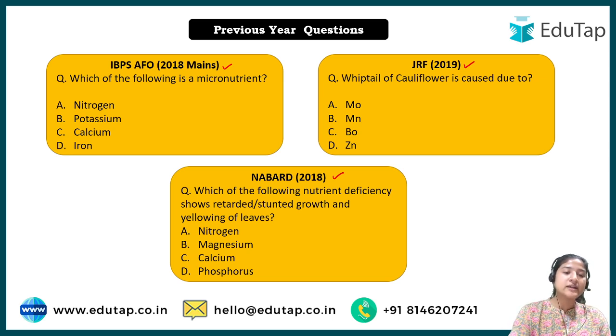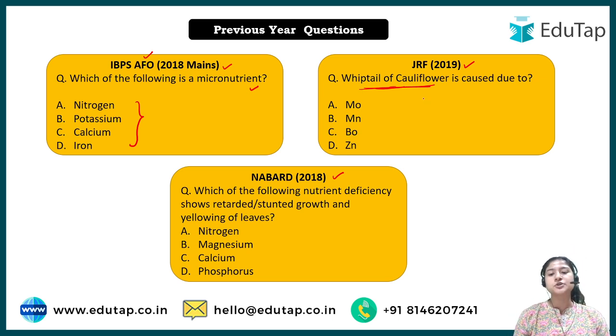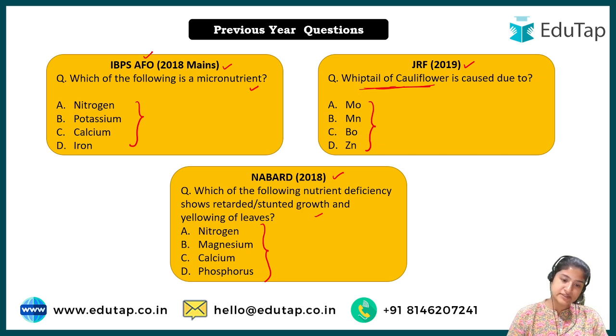So here you can see, for example, "Which of the following is a micronutrient?" You have been given 4 options. This is in IBPS AFO. In JRF, a similar question: whiptail of cauliflower is a disorder caused by the deficiency of one of the following elements, and this is a part of plant nutrition only. And then in NABARD we have faced a similar question about deficiency: what are the effects that the plant shows when it is deficient in one of the following elements? So such types of questions are asked.